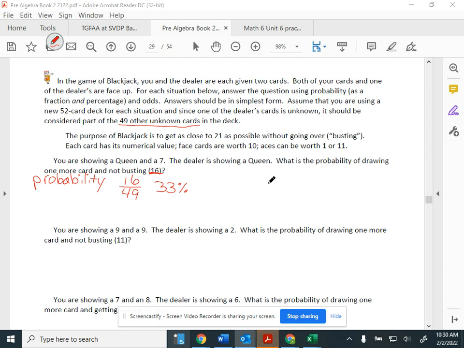Now we need to find the odds. So remember, the odds are the successful outcomes. So how many successful outcomes could we have? 16. How many unsuccessful would there be? Joseph? 33. Can I simplify that? Okay, that's as simple as I can get. I can't divide the same number out of both sides. So my odds are 16 to 33.